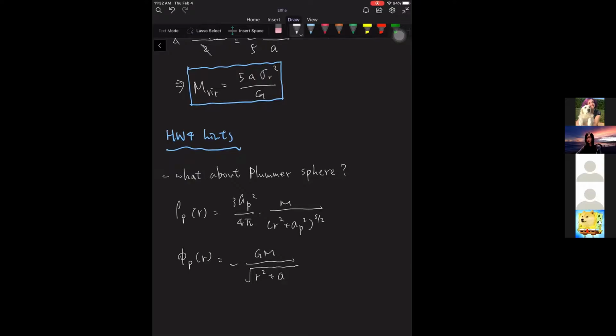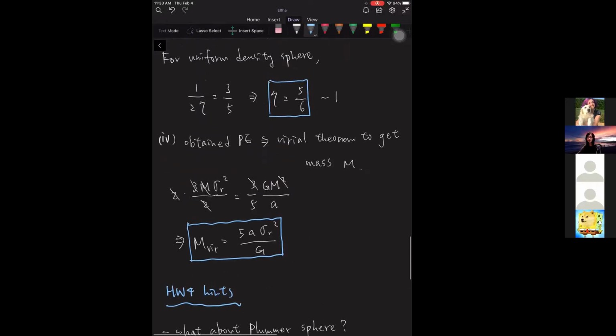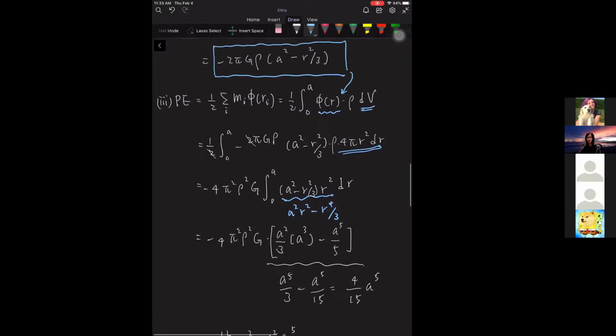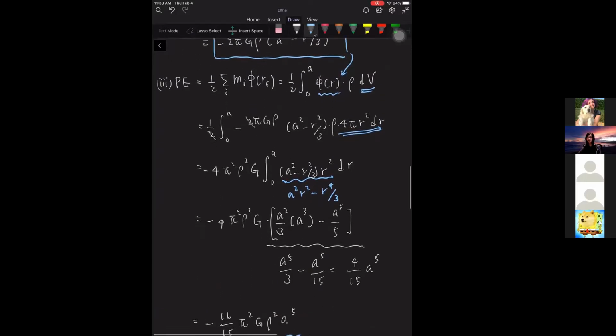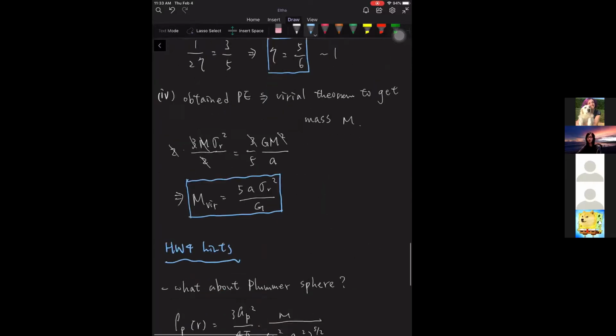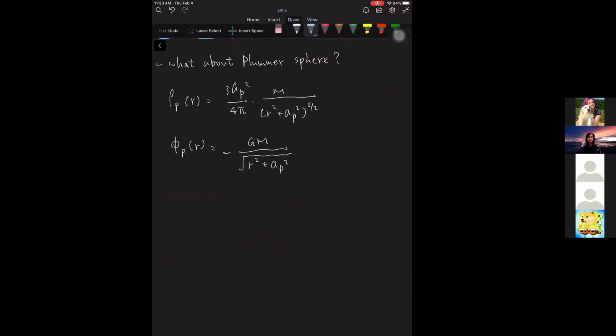Last week we discussed the relation between rho and phi, and we just used the Poisson's equation or its equivalent form, right? So with the density and gravitational potential as shown above, we can then derive the potential energy, right? By just plugging in the density distribution and the potential. So this should be pretty straightforward.